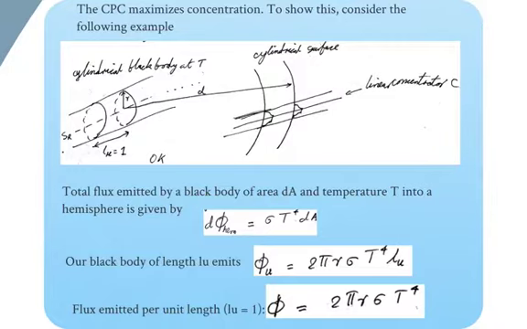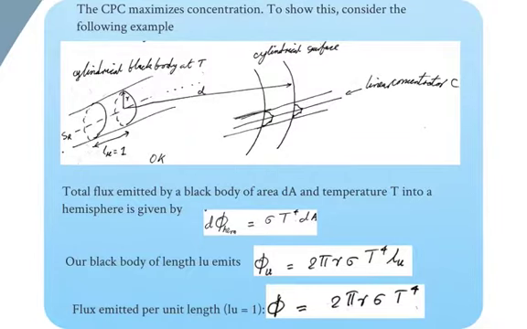The reason to do this is not to prove a theorem, but just to gain intuition into what the CPC does and to get some practice in applying thermodynamics in these sorts of concentration systems. So bear with me as we go through this. First, let's look at a cylindrical black body at some temperature T. Cylindrical meaning this is an infinitely long cylinder, which has a radius r.